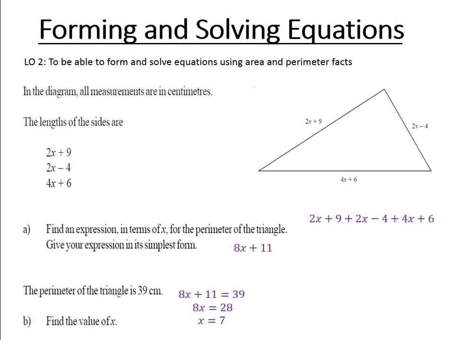So hold on, let me just double check this. That should be 28 over 8, I apologize. 28 divided by 8, which is 14 over 4, which is 7 over 2. That should be 7 over 2, 3.5 centimeters. I apologize.